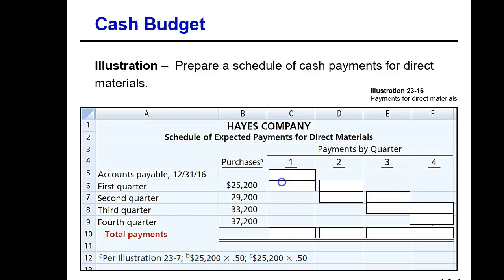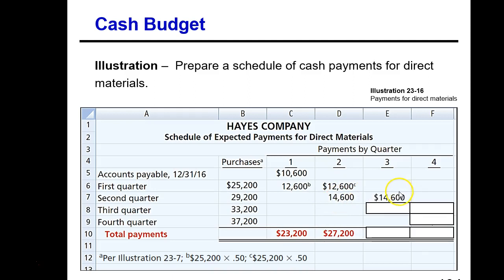For our payables, the accounts payable is showing what was owed at the beginning of 2017. That amount we said would be paid in the first quarter of 2017. For our purchases, we're going to pay half of the amount, or 50%, in the quarter they were purchased. The other half would be paid in the following quarter. So for each of our purchases, this comes from our purchase budget, we'll pay half the amount in the quarter of purchase and the other half in the upcoming quarter.